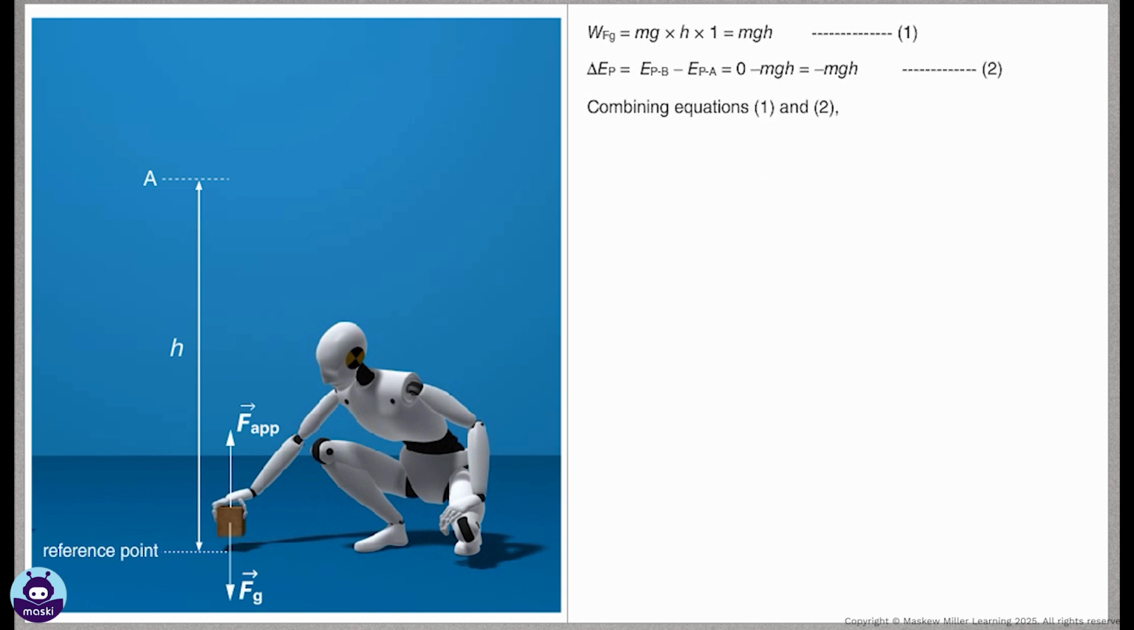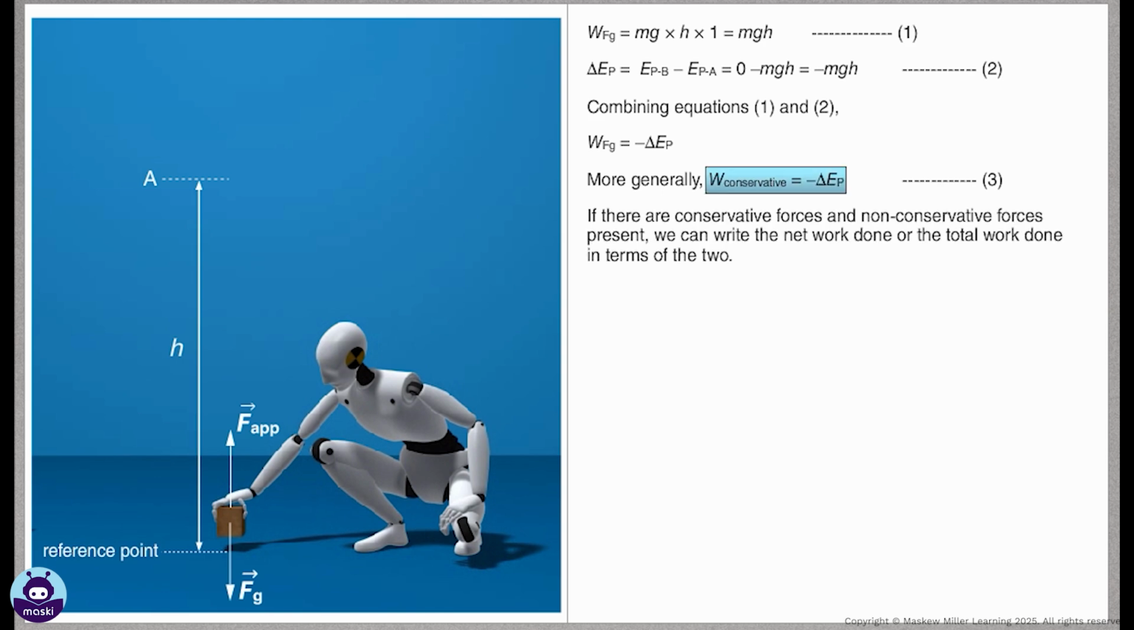Combining equations 1 and 2, Wfg equals negative delta EP. More generally, W conservative equals negative delta EP. This is a very important result. If there are conservative forces and non-conservative forces present, we can write the net work done or the total work done in terms of the two. W net equals W conservative plus W non-conservative. The applied force is a non-conservative force.